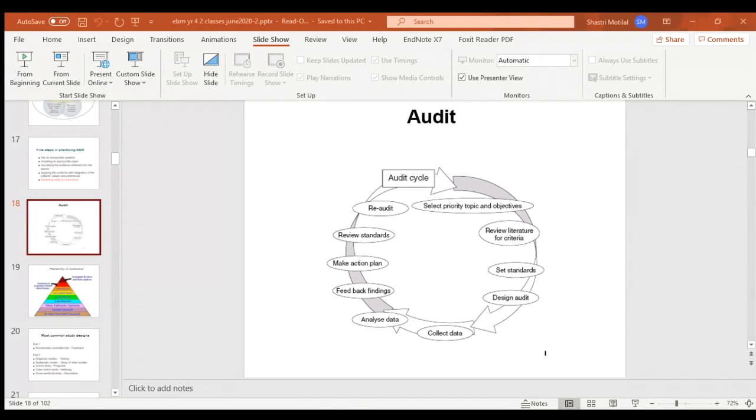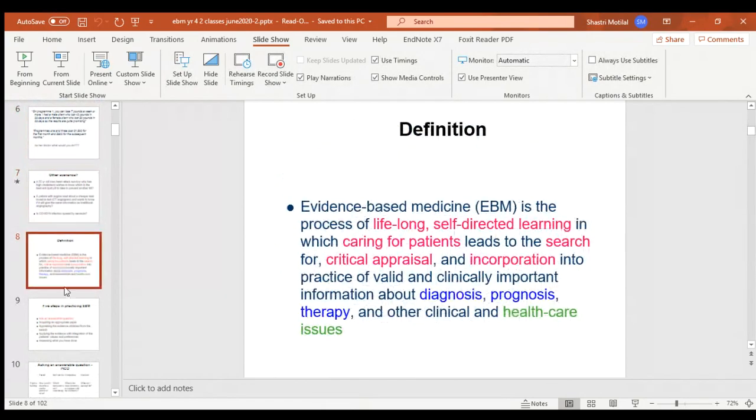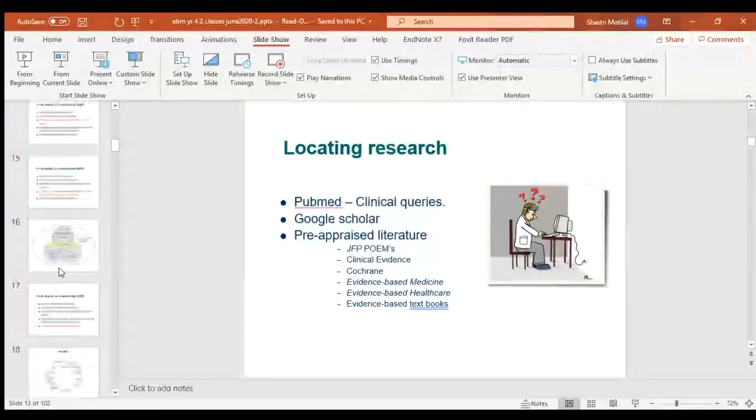All right, if no questions, we'll continue, we'll move on. So in terms of the, right, let me see where I'm at.